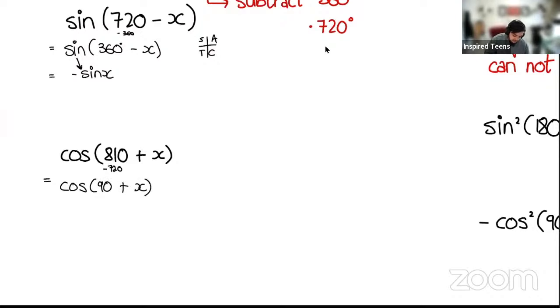Again, you're not changing the value of anything here. This is all fine. Cos 90 plus x. And then how do I reduce this? I reduce this by keeping in mind that I have cos and 90. So I need to keep in mind that rule.